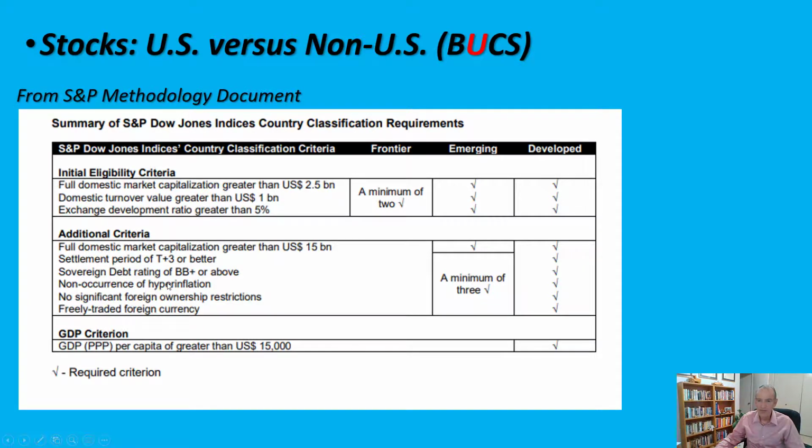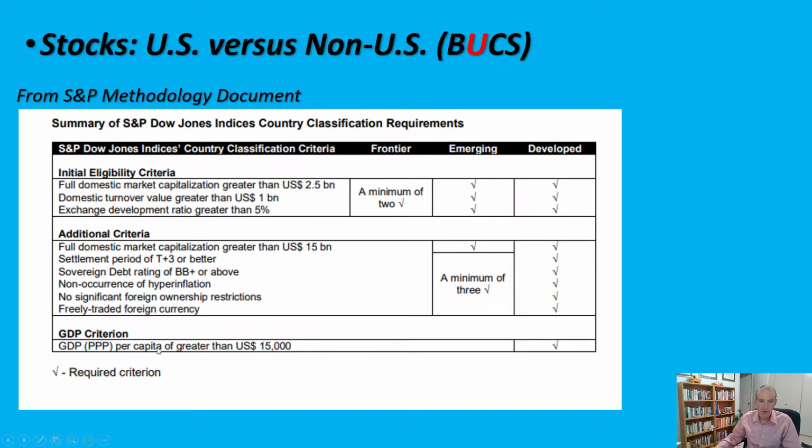Non-currents of hyperinflation. We have not had hyperinflation in the United States. There are countries like Germany that have had hyperinflation. And so, yeah, that's something that you can't be experiencing, hyperinflation. And obviously, a country like Venezuela is having hyperinflation right now. No foreign ownership restrictions, that could be an issue for China right now. That doesn't mean it's not emerging. You only have to have 3 of these, but it can be an issue. Freely traded currency, that has been an issue for some countries like China, which is probably less so now. So developed markets have to have all of that.